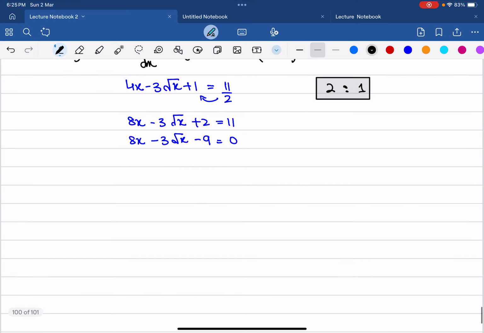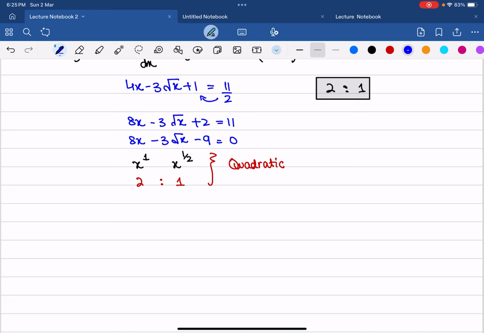Now you see here you have the power of x as 1 and the other power that you are provided with is half. So you can clearly see that a 2:1 ratio exists here, which means that this particular equation is a quadratic equation. Okay? But there is a method to solve this quadratic equation. You can't just simply put this into the calculator to find the answers.